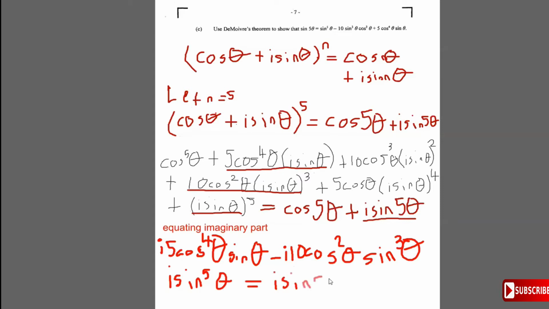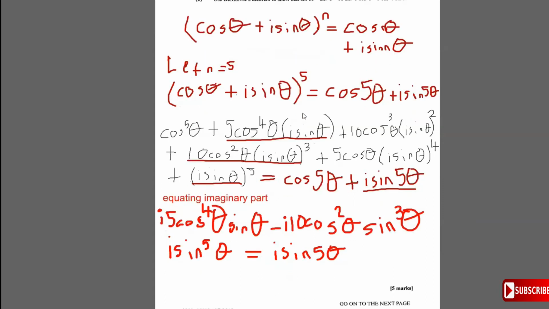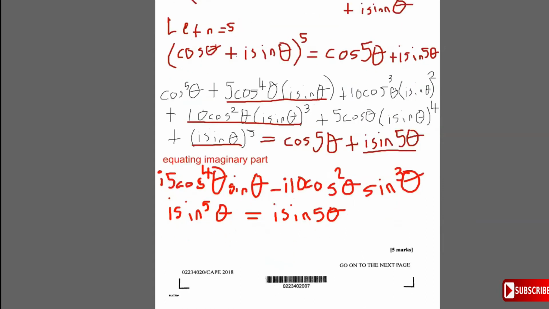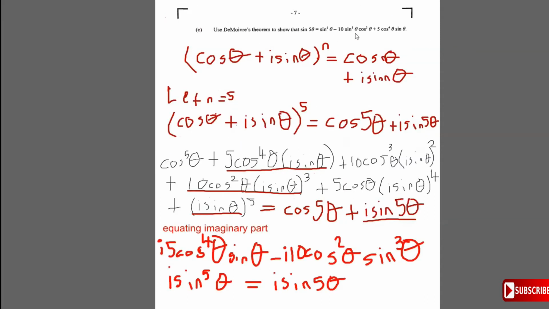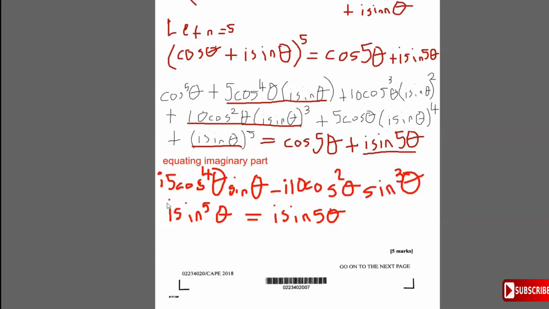Nice. So to finish off this question, we're almost complete. All we have to do now is get everything in the answer in terms of sine to the 5th minus 10 sine cube plus 5 to the 4 cos theta sine theta. So we're done. All we need to do now is divide through by I, putting this part on the left first.